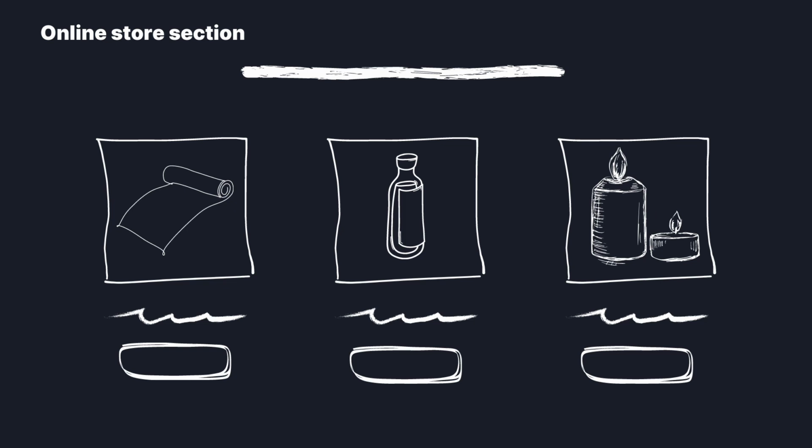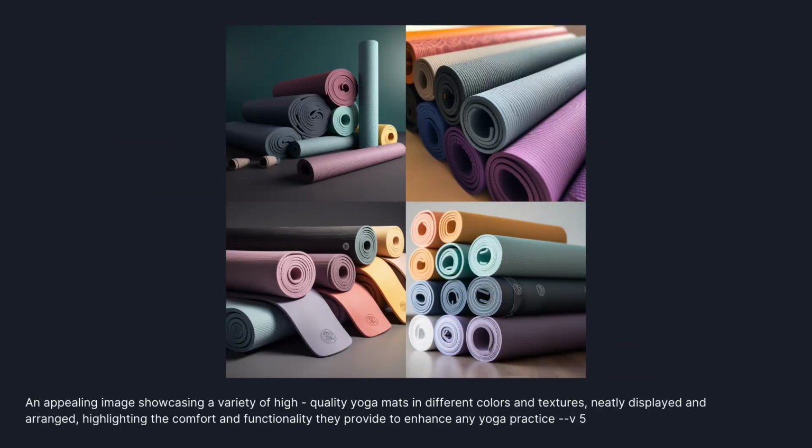Moving on to the online store section. Here I need 3 product images. Let's look at Midjourney's propositions. So I started with yoga mats and the first set was quite good, but I decided to generate another one, something more matched with the rest of the website's aesthetic.